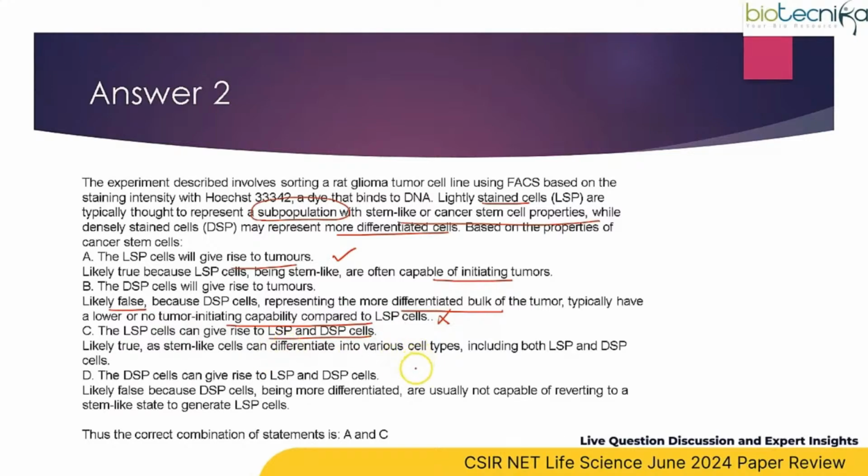So they can differentiate into various cell types. So again, it can be LSP, it can be DSP. So C can be considered correct. D, the DSP cells can give rise to LSP and DSP.